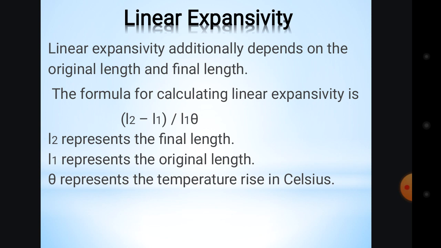The formula for calculating linear expansivity is L2 minus L1, that is the final length minus the initial or the original length, divided by L1 theta, and this theta represents the temperature rise in degree Celsius. So this formula is for finding linear expansivity.